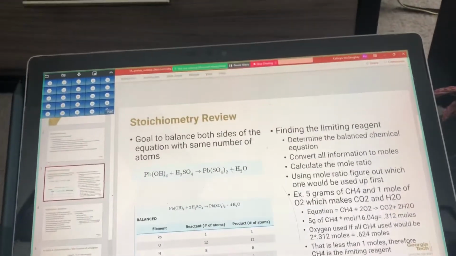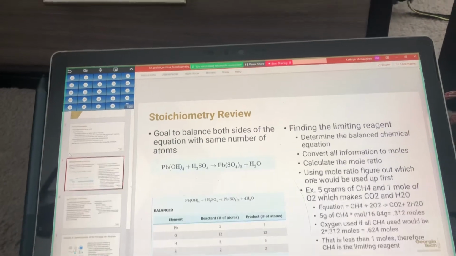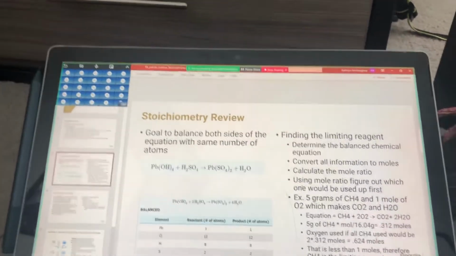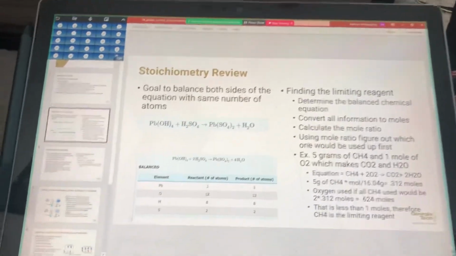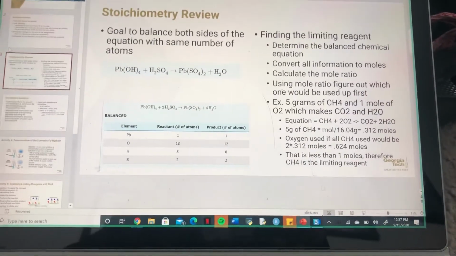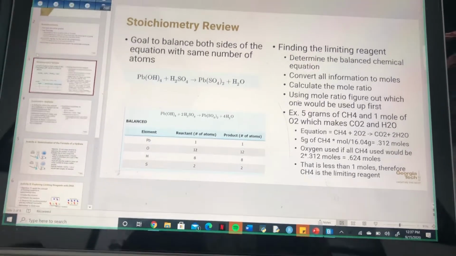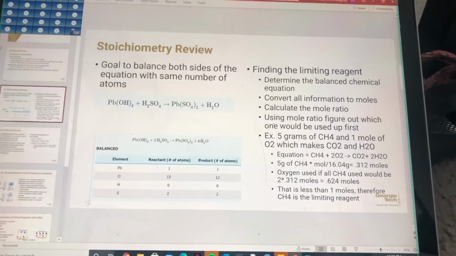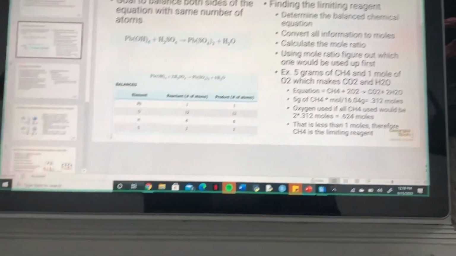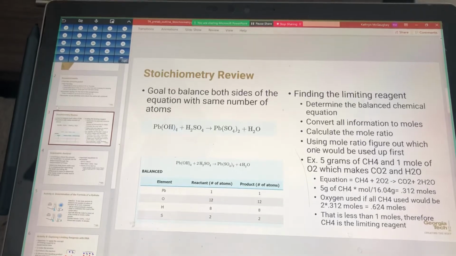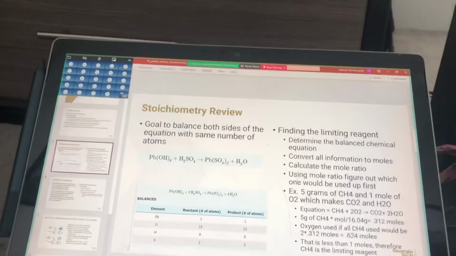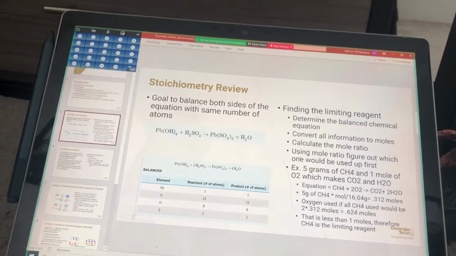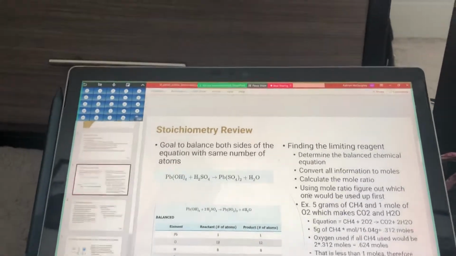And then how I always like to think of it is, if oxygen was all used up, then how many moles of CH4 would be used up? And for this problem set, it was 0.624, which is how much oxygen is used up if all the CH4 is used up. And so that's less than the 1 mole of oxygen. So since not all of the oxygen would get used up, the CH4 would be the limiting reagent.